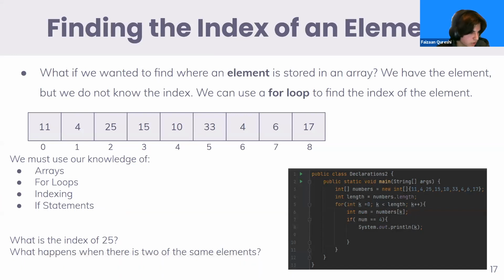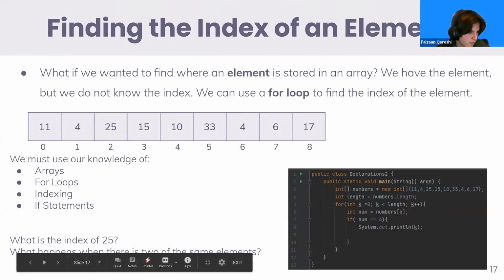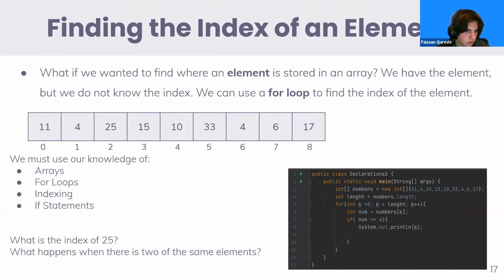So we went over this earlier. We went over finding the index of an element, but this time we're going to try finding the index using the element. So before we jump into this code over here, can anyone tell me the index of 25? Just write it in the chat. Looking at this right here, what is the index of 25? Remember, 25 is the element, and we're looking for the index.